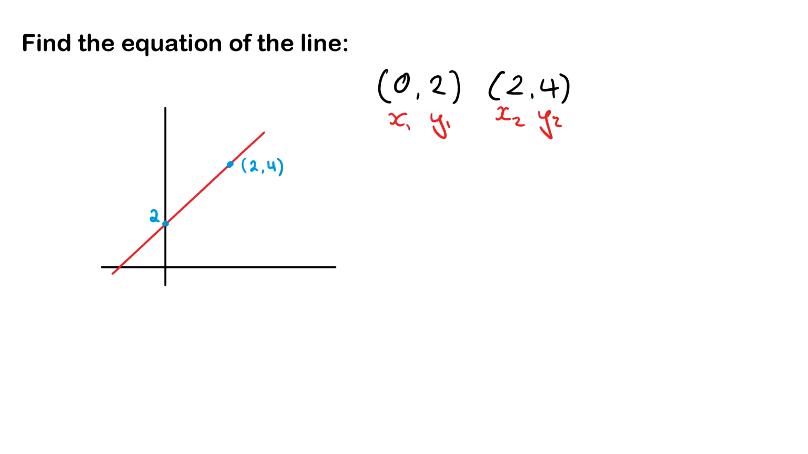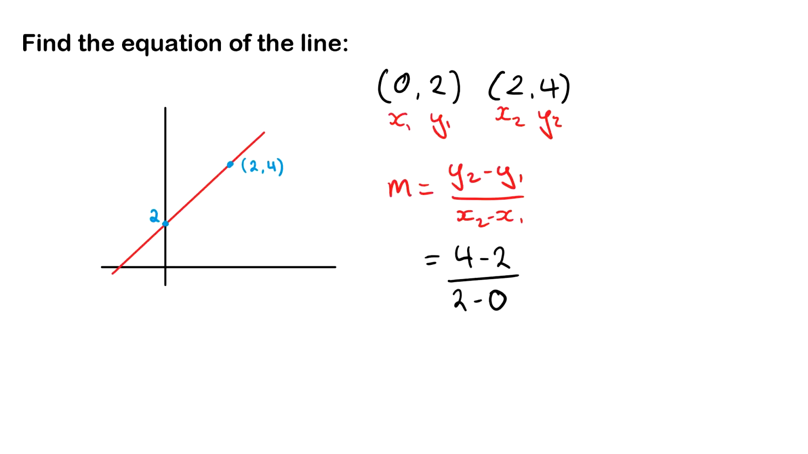Now what we can do is find the gradient using m equals y2 minus y1 over x2 minus x1. We substitute our values in, so my y2 is 4, so it's 4 minus my y1 over my x2, take away my x1. Alright, at that point we get a gradient of 1.